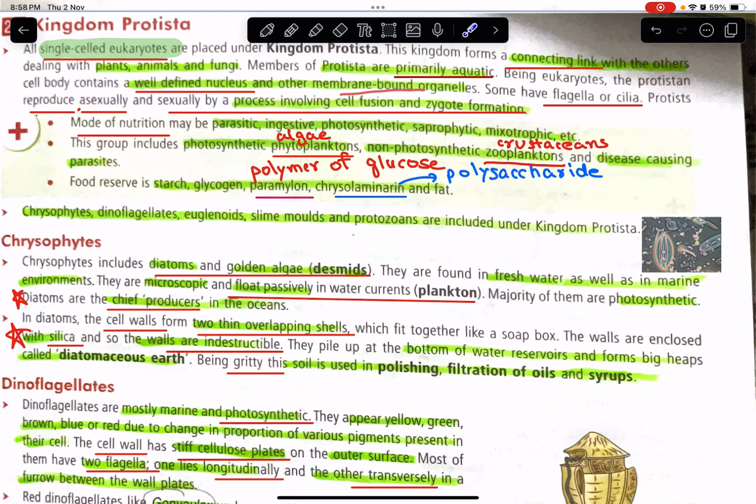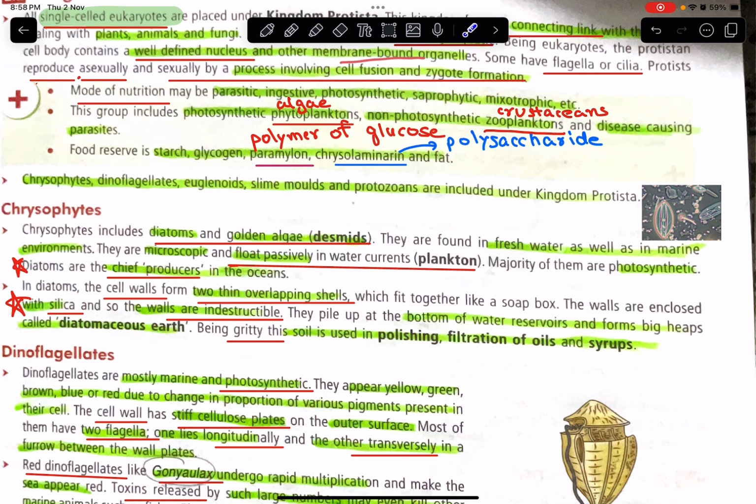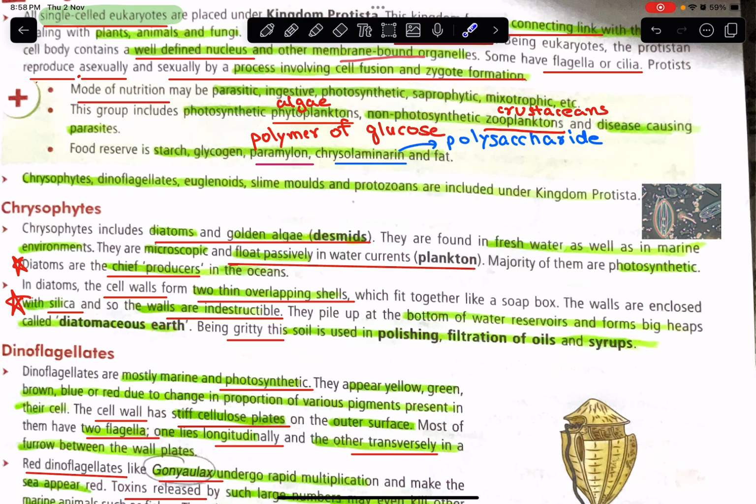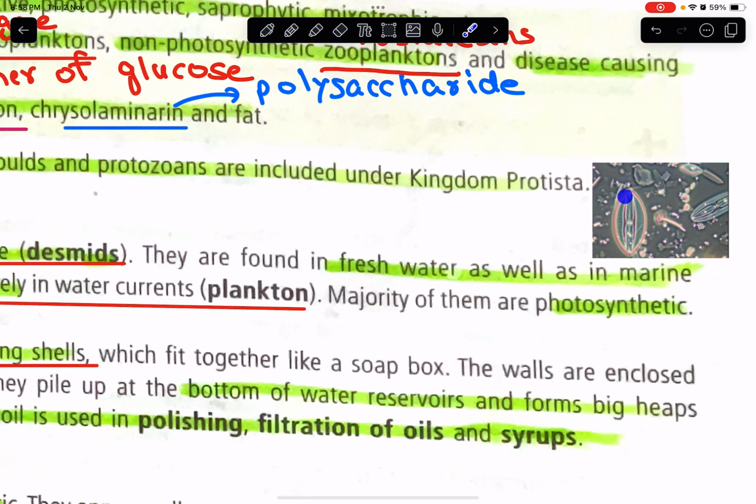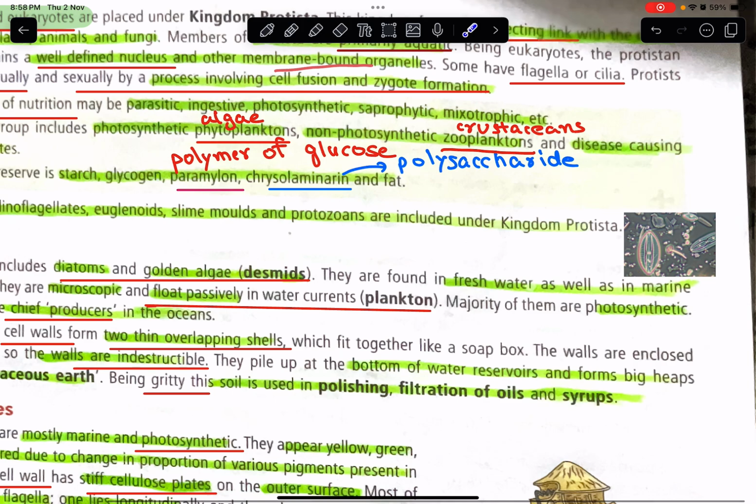Diatoms, this is very important. That's why I put a star here. Diatoms are the chief producers in the oceans. So if a question comes regarding chief producers in oceans, it is diatoms. And what are diatoms? These are chrysophytes. In diatoms, the cell walls have two thin overlapping shells, as you can see in this diagram. These fit together like a soap box.